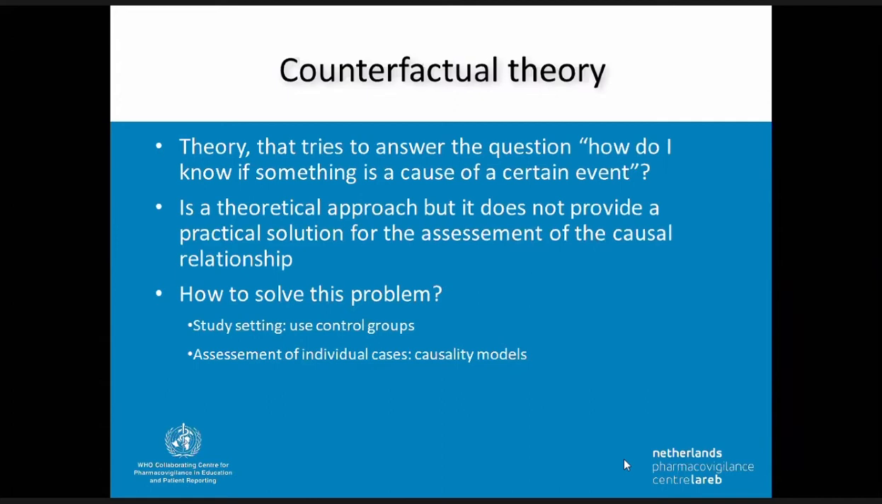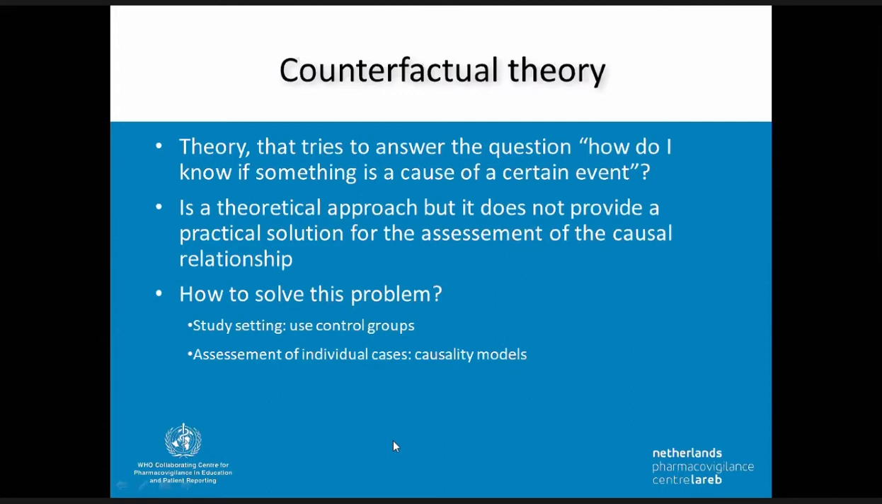Because in the counterfactual theory, all you're saying is you've given a drug X and an event B has occurred, and without X, the event B does not occur. Okay, so now it's very limited, as you can see, and it's very superficial and shallow. So how do you solve this problem?